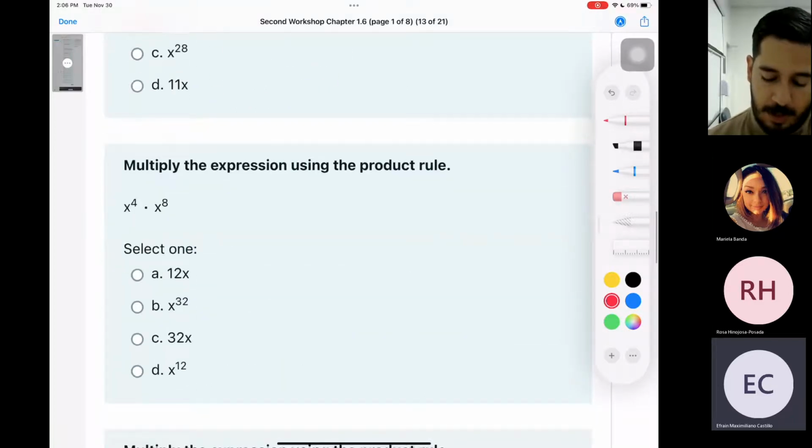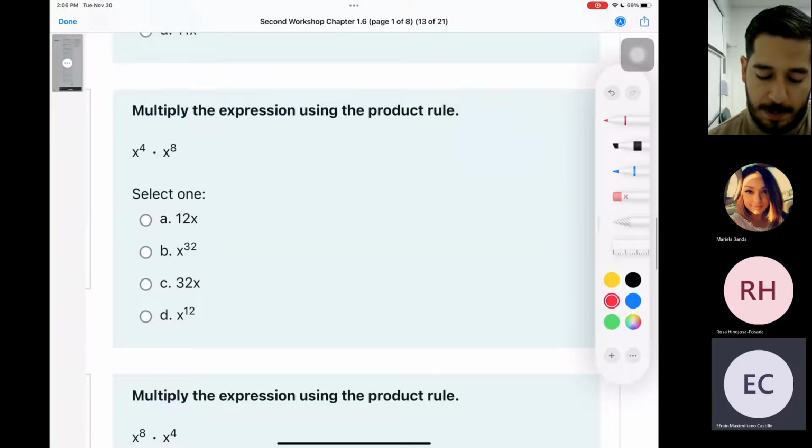Multiplication of variables means addition of exponents. x to the power of 4 times x to the power of 8 means x to the power of 4 plus 8, which is x to the power of 12.